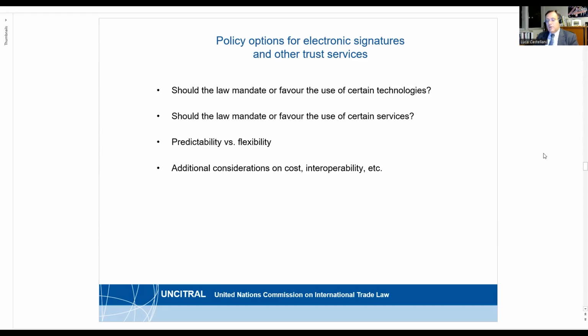Over-regulation is, of course, a danger. Under-regulation is also a danger, because if there is not enough legal guidance, then the parties may not be sufficiently confident in migrating to online transactions.